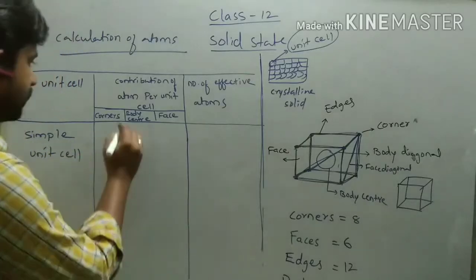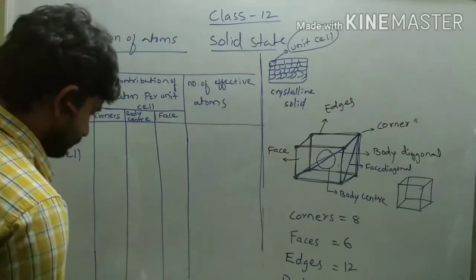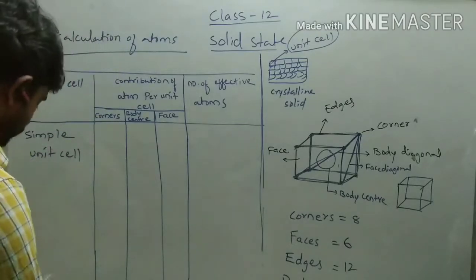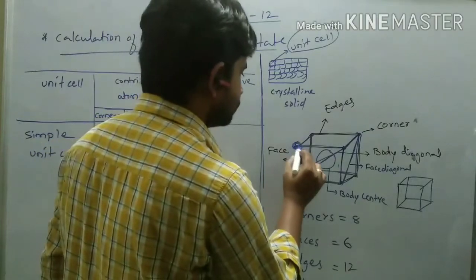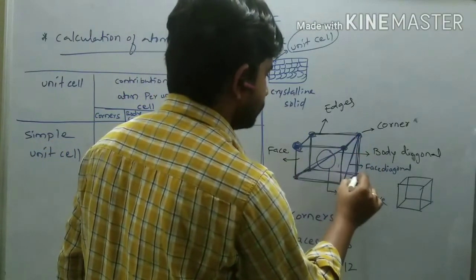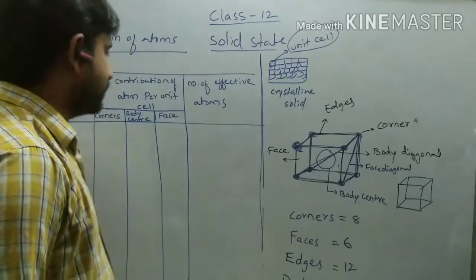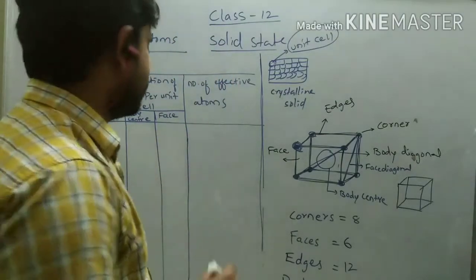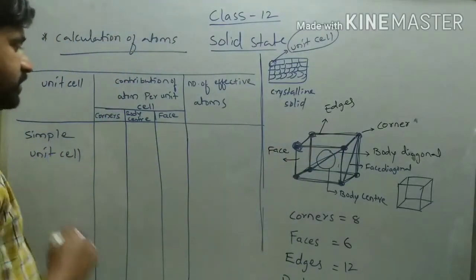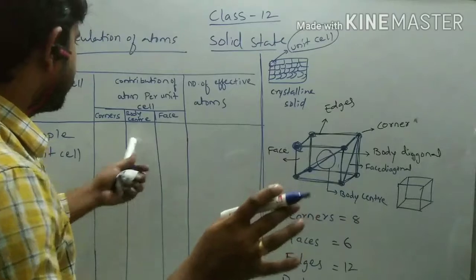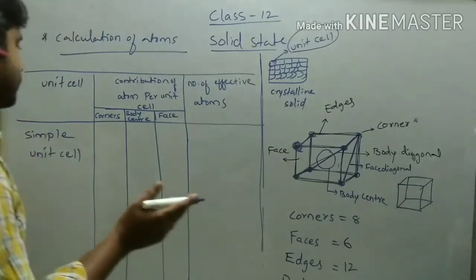So in this simple unit cell, the atoms will be present at the corner of the unit cell only. In simple unit cell, where are these atoms? At corners. In simple unit cell, there is no body center, there are no face center atoms.